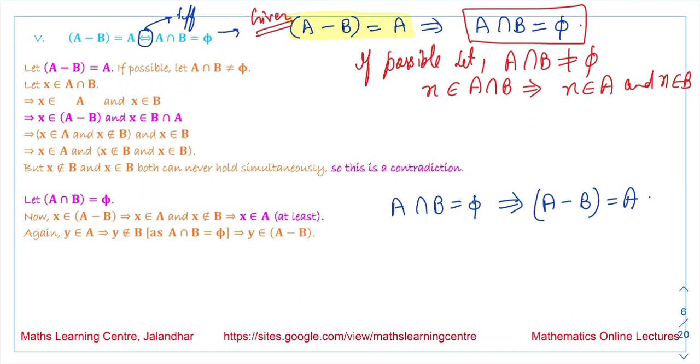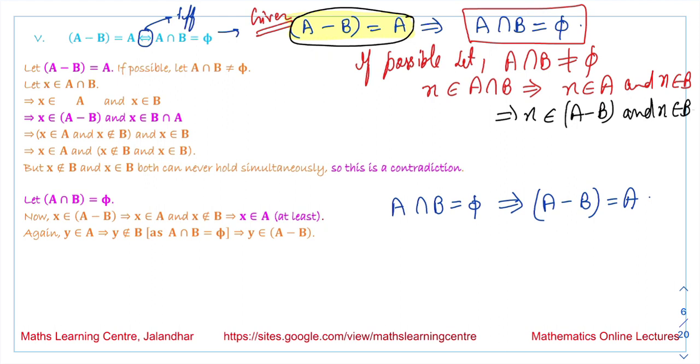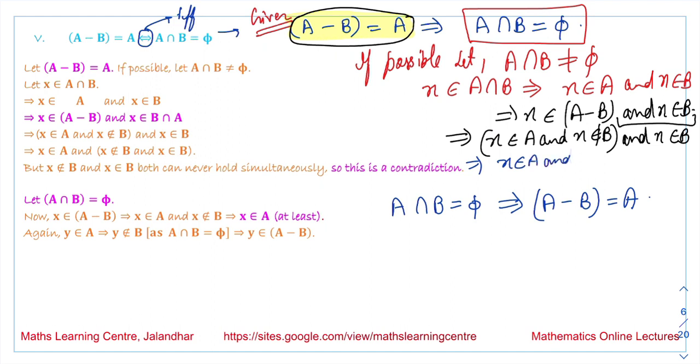Now what is given to us is that A is equal to A minus B. So this means that x belongs to A minus B and x belongs to B. Now if x belongs to A minus B, this means x belongs to A and x does not belong to B. And this second part we have, and x belongs to B. So we can write it in the form that x belongs to A and we have bracket over here, x does not belong to B and x belongs to B.